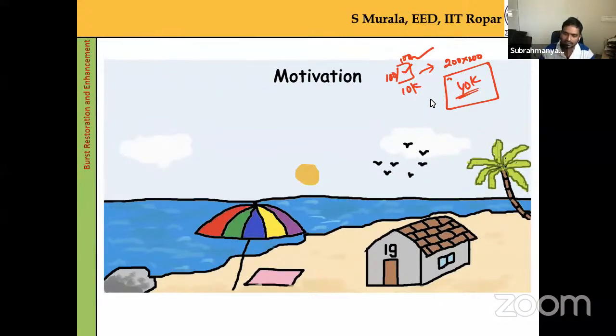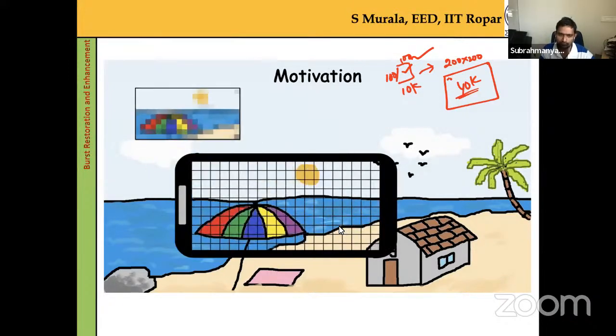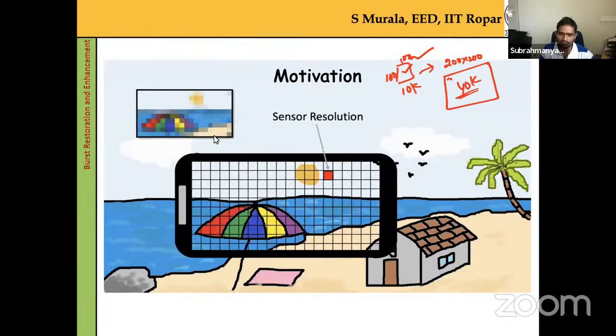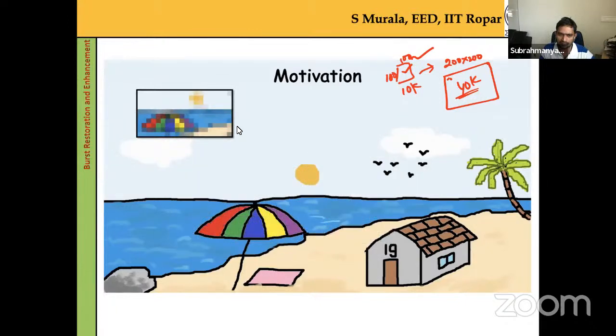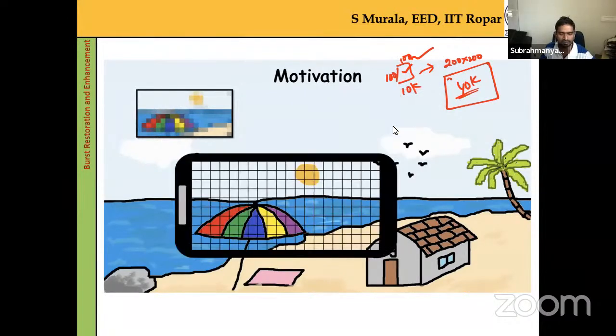So the traditional image super resolution concept works this way. If you take any photograph, it is collected from the sensor, and then we apply super resolution on this. So we are getting the image with super resolution, generating the high resolution image from here.